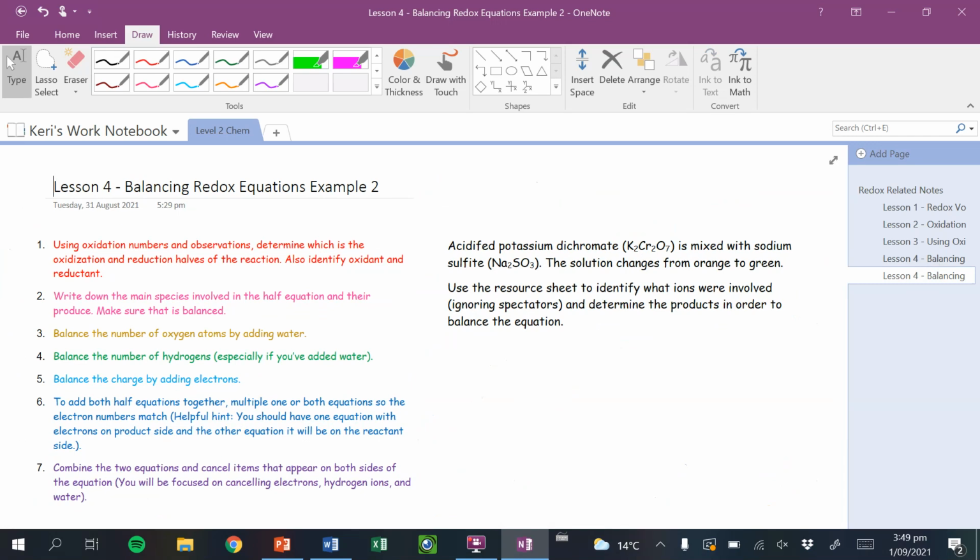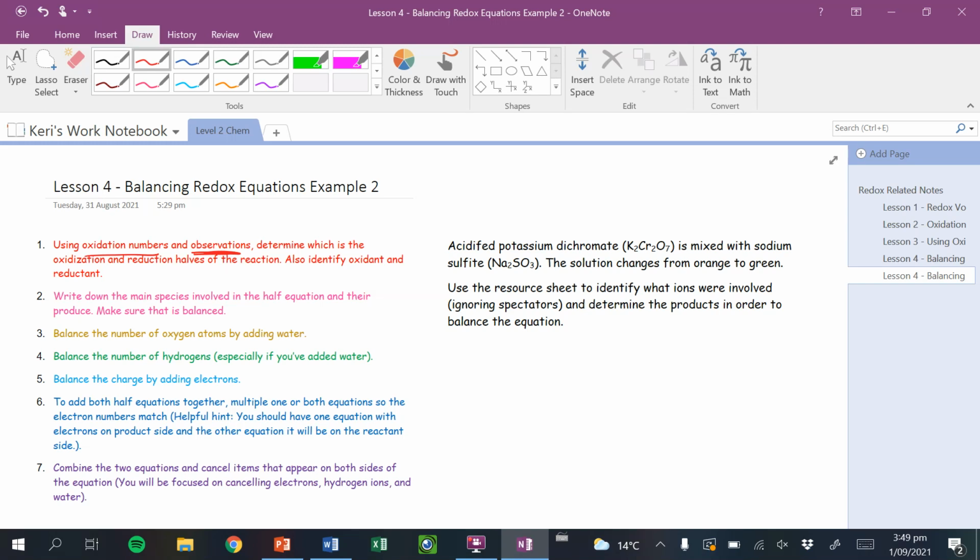I've given you information about the color change, and you need to use the resource sheet to identify what ions are involved, so that way you know which spectators to ignore, and then also determine what the products are. So this one requires a few more steps. You are still using oxidation numbers to figure out who's who, but you're going to need to use the observations as well because you don't know what you want to grab.